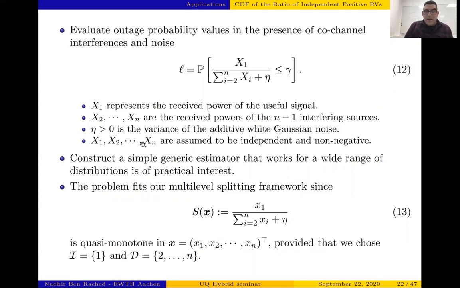To the best of my knowledge, this quantity has been considered for some distributions, like the log normal distribution, for instance, and hence constructing a simple generic estimator that works for a wide range of distributions is of practical interest. So the splitting method fits this problem, since S of X is quasi-monotone. Here again, I would like to emphasize that we don't assume any particular distribution of the random variables X1 to Xn.